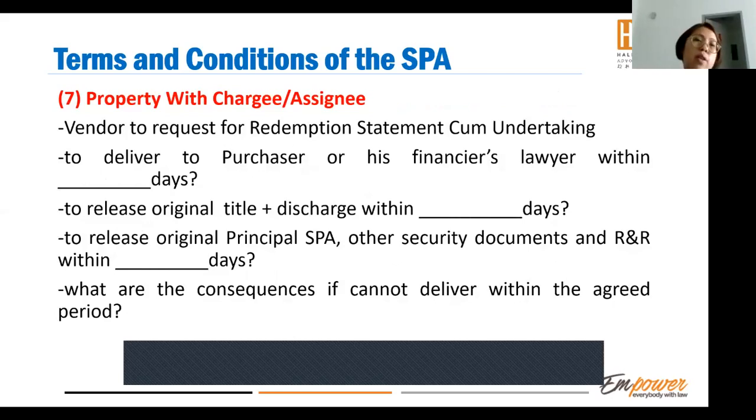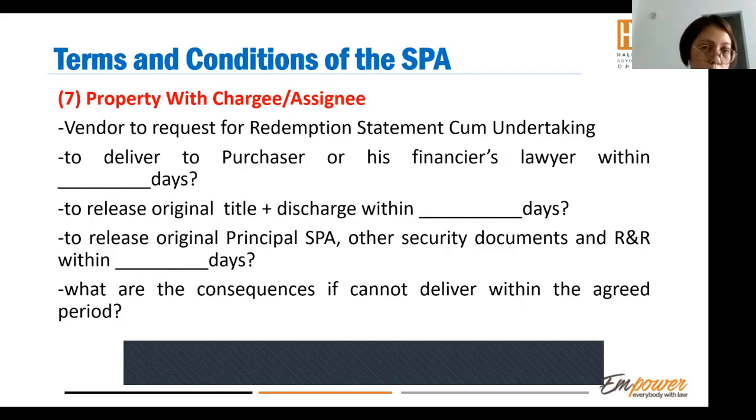Number seven is, if let's say the property is actually with a chargee, or what we call the vendor actually has its own bank, which is not settled yet. So in the agreement, I put in a redemption statement cum undertaking. What is a redemption statement? A redemption statement is a statement issued by the vendor's bank, which will indicate how much is the outstanding loan sum that needs to be settled by the vendor to redeem the property from the bank and to transfer to the purchaser.